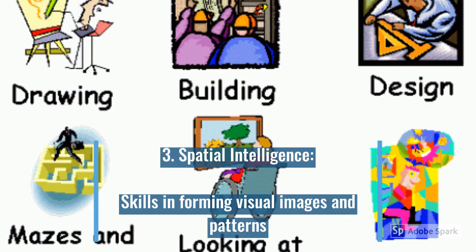Spatial intelligence refers to the abilities involved in forming, using, and transforming mental images. Pilots, sailors, sculptors, painters, architects, interior decorators, and surgeons are likely to have highly developed spatial intelligence.